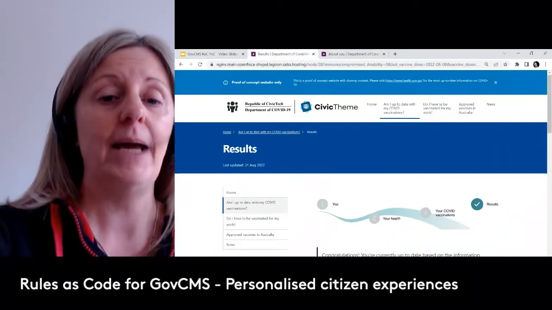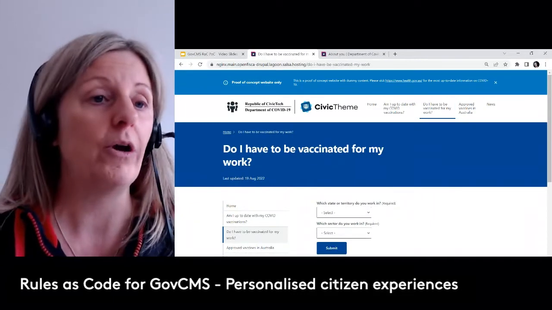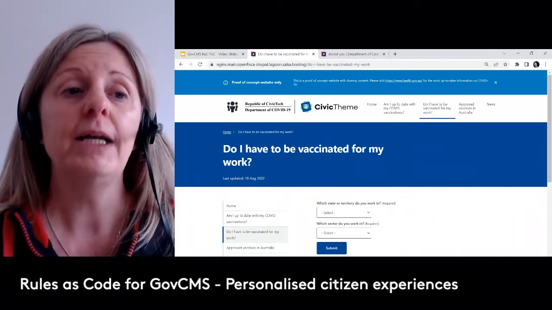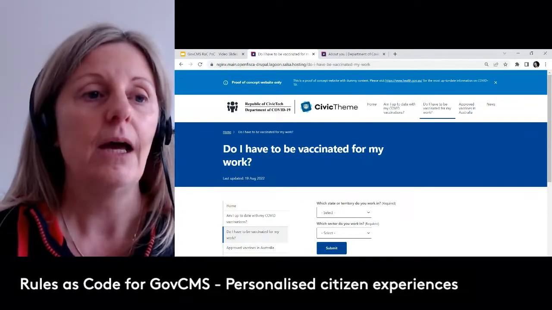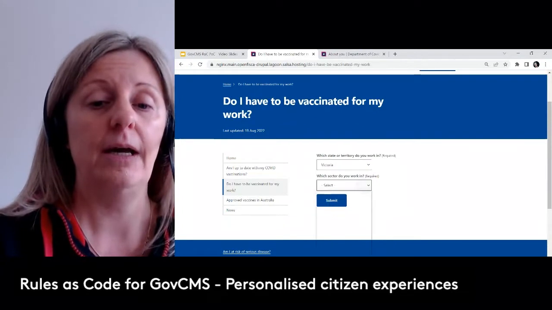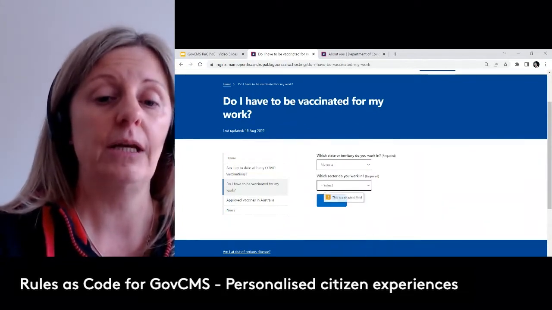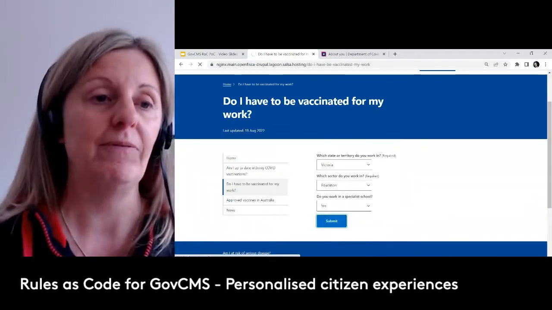Now going back to our main website and to this second journey, do I have to be vaccinated for my work? This one finally shows how jurisdictions could be brought together with rules as code. So this second journey, people enter in their state, information about the sector they work in, and they then get the result as to whether they need to be vaccinated.